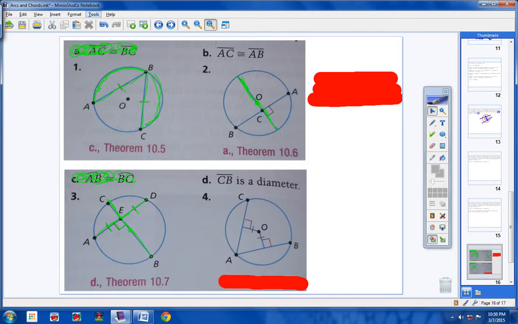Theorem 10.7. Alright, well we know number 4 is going to be letter B. We know that, but let's look at it still nonetheless.